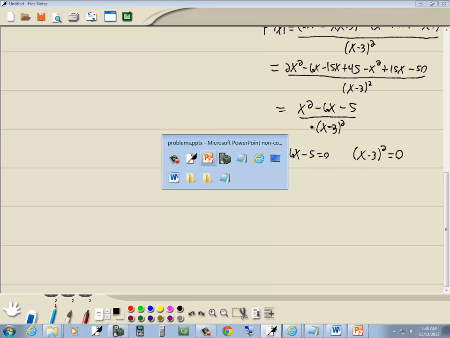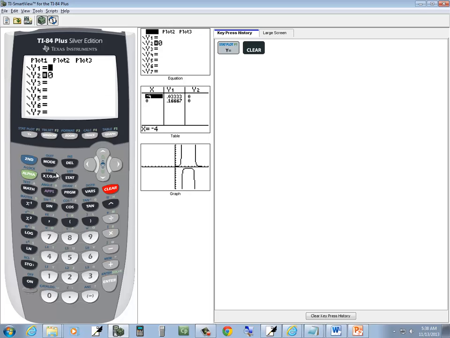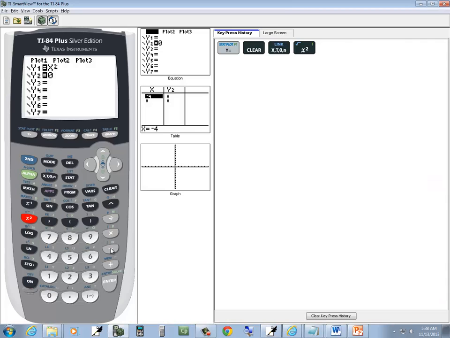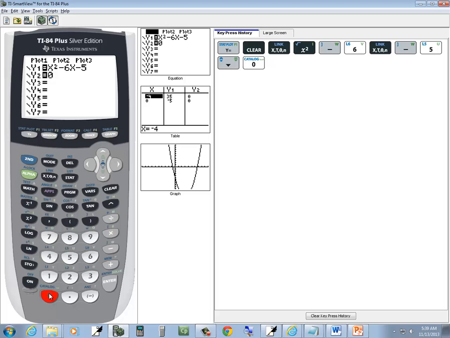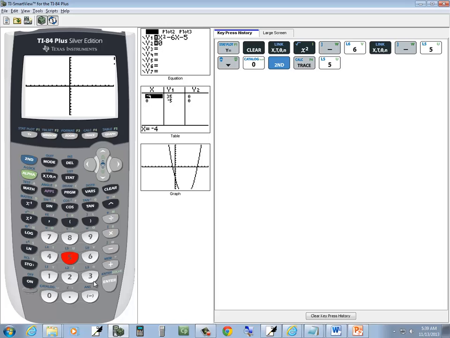Now the top part, let's use a calculator. Press my y equals, clear, x squared minus 6x minus 5. You have to have 0 on y2, so down arrow to y2, and if you don't already have it there, put a 0. I had it. But now I'm going to do a second trace, choose intersect. Enter on first curve, enter second curve, looks like negative 1.